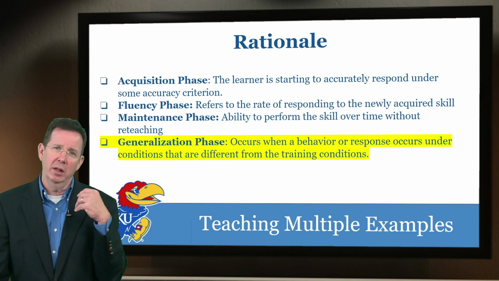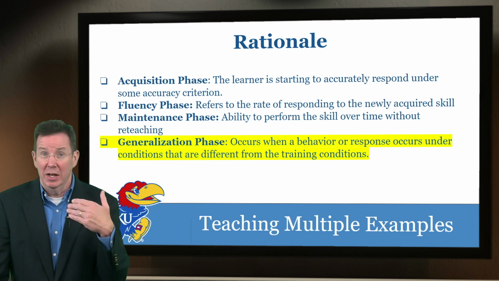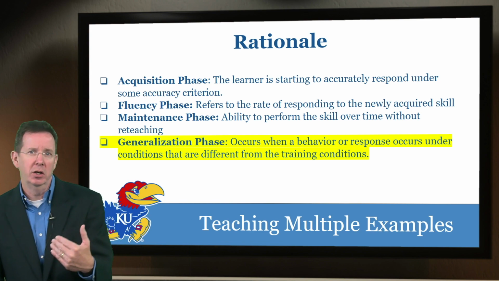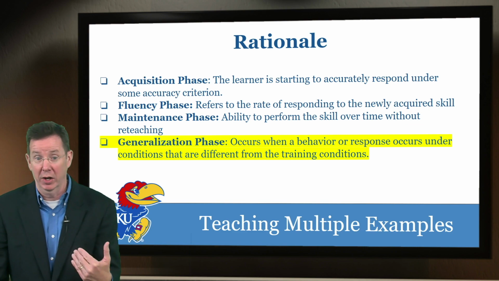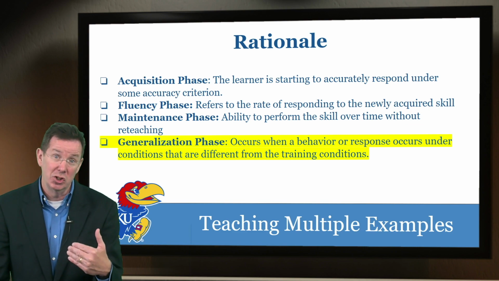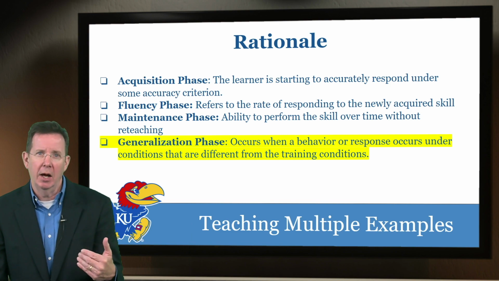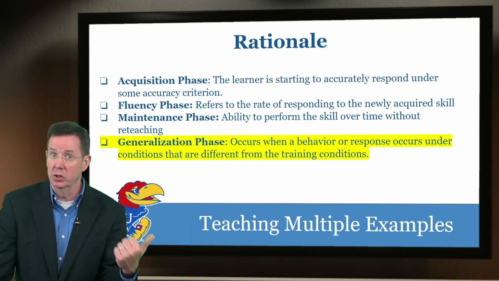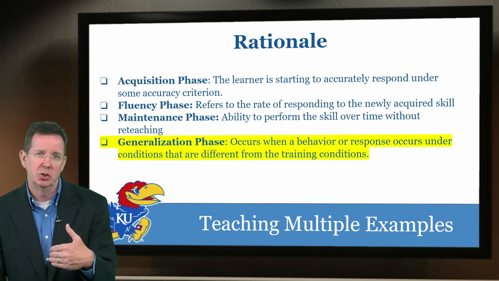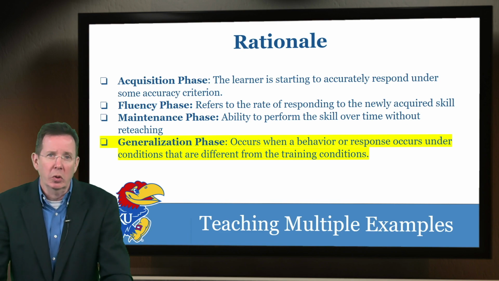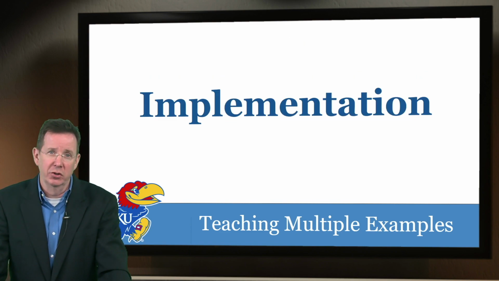And then, of course, we want a level of maintenance, so that if they can maintain, we can start introducing more complexities across a variety of settings. That's the generalization phase, which allows for potential multiple responses due to the situation and the setting, which will lead to a successful level of generalization.